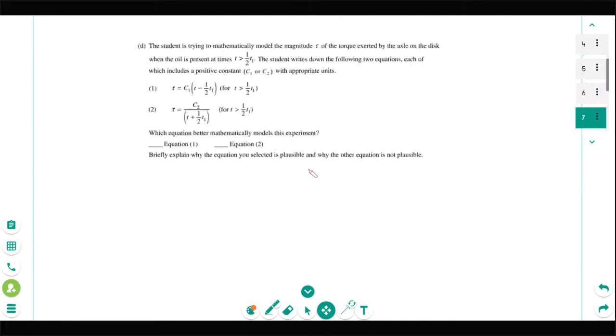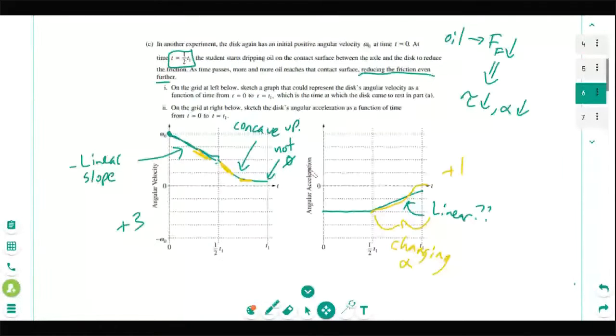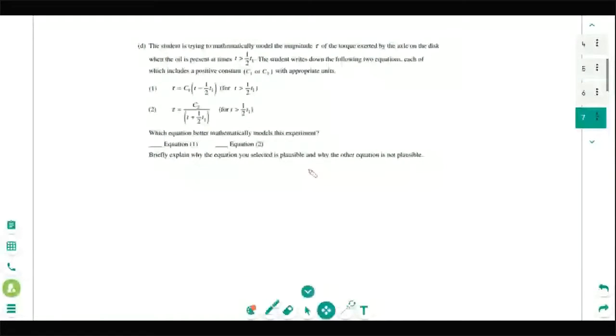This is the last part of the question. The student is now trying to mathematically model this thing going on. The student writes down 2 equations for the time bigger than time 1/2. So we're looking in the second half of this experiment, not with the constant friction, but now with the oil dripping on the pan changing friction part. So they're saying that either equation 1 or equation 2 is a good model for this situation.